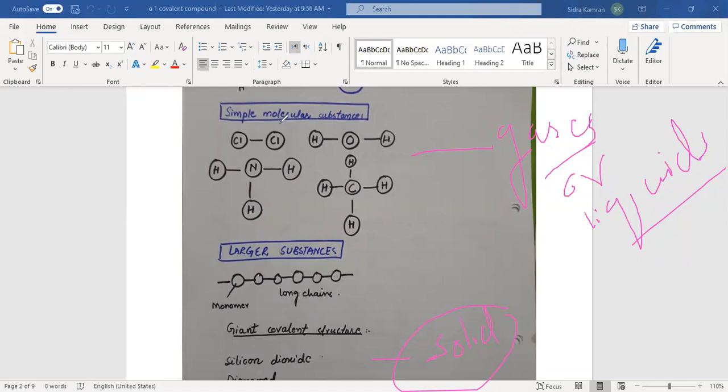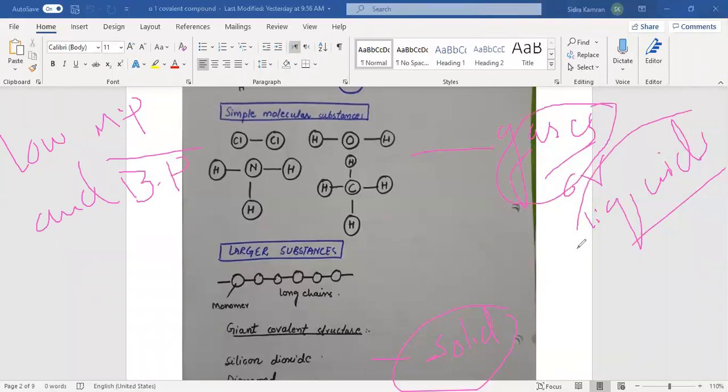Next, simple molecular compounds have low melting points and boiling points, because they are gases and liquids, and gases and liquids have low melting and boiling points compared to solids. The molecules of simple molecular compounds are attached to each other by weak van der Waals forces. If you want to break this intermolecular force, you need only a small amount of energy. That's why simple covalent compounds have low melting and boiling points. You can easily make the molecules vibrate, break the bonds, and make them melt or boil with very little energy.